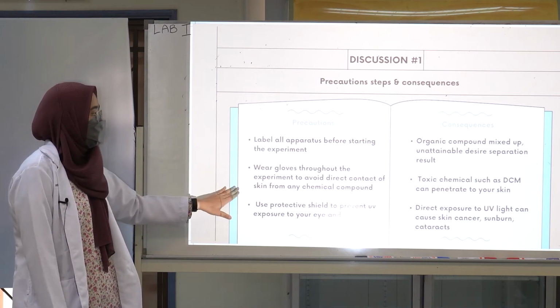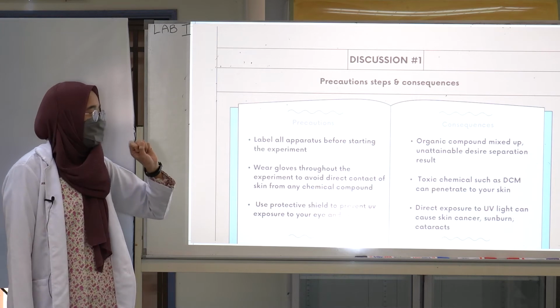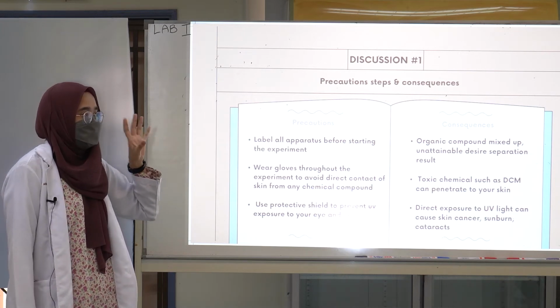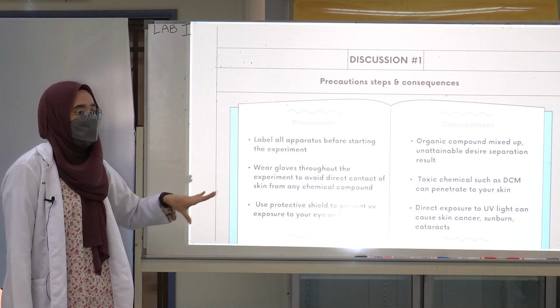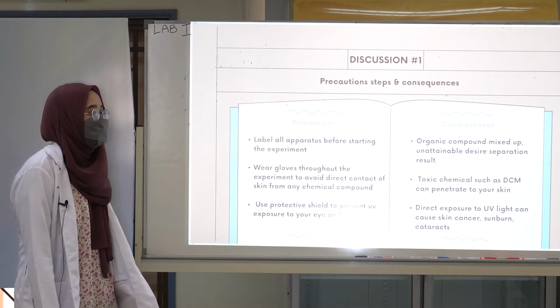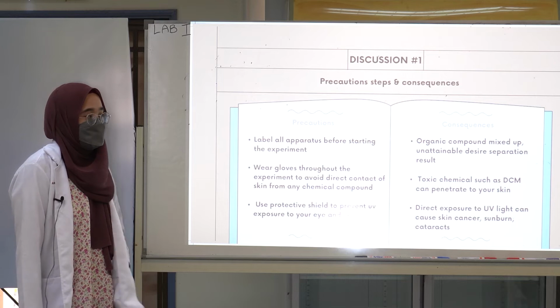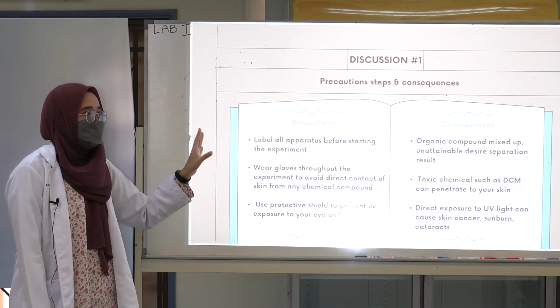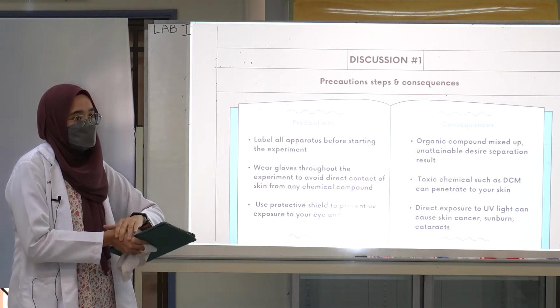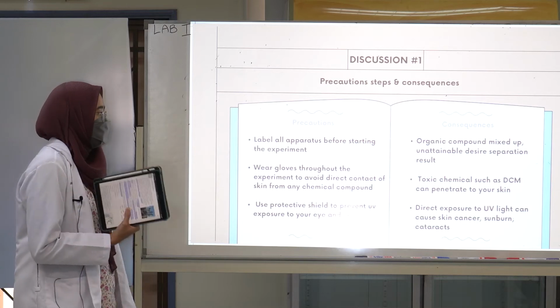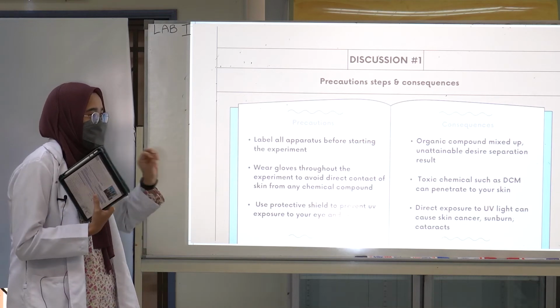The next precaution is that you have to wear your gloves throughout the experiment to avoid direct contact of your skin with any chemical compound. You know that DCM, for example, is an organic solvent which is very toxic. It can penetrate your skin and sometimes cause skin rashes, so you cannot touch it with your bare hands.